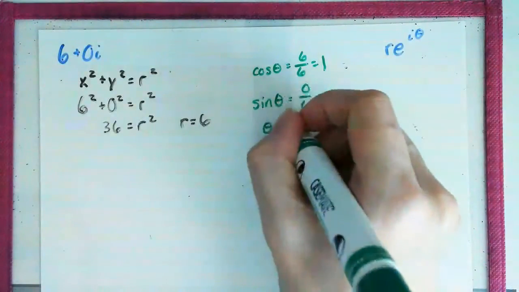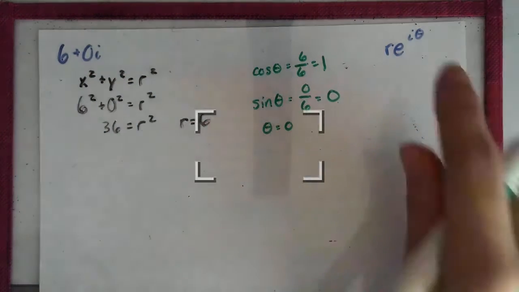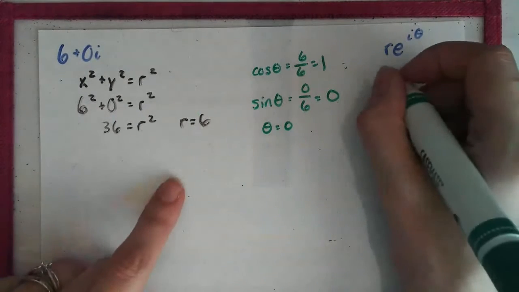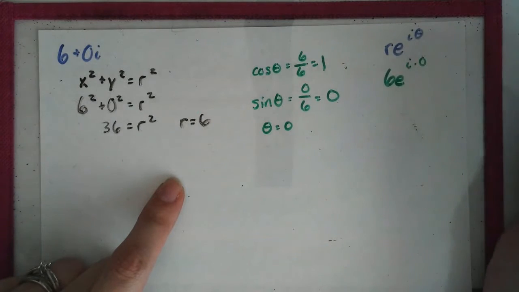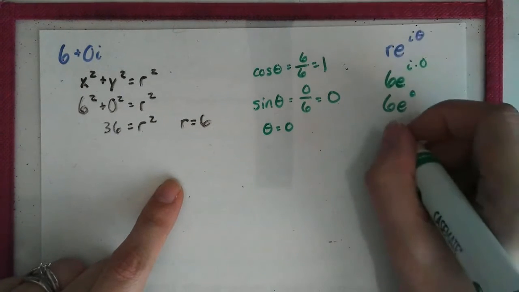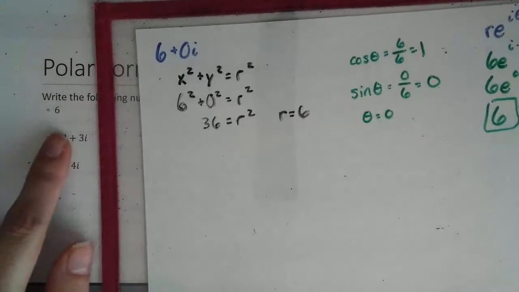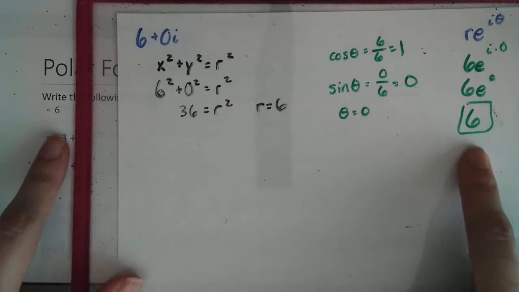That's at the angle 0. Hypothetically, we could use 2 pi, but it's more standard to use 0 since it's smaller. So if I want to write this in re to the i theta form, that will be 6e to the i times 0, which is 6e to the 0. E to the 0 is just 1, so this is just 6. The number 6, written in the other form, is just 6.